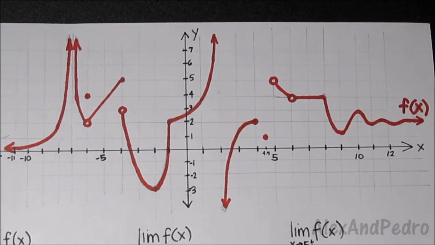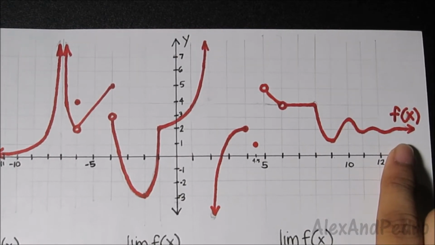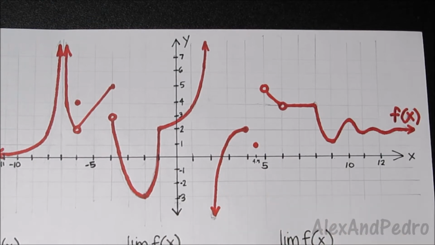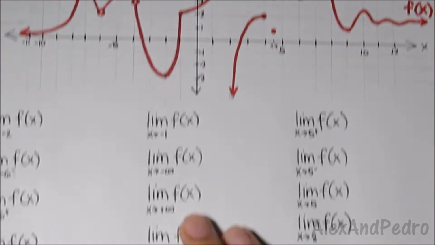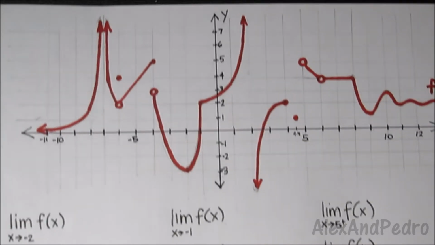Hey, today we're going to talk about limits on functions. So here we have a big function, f of x, a very crazy one. See, it goes everywhere. And we have a bunch of limits here. Okay, so we know what a limit is, right?